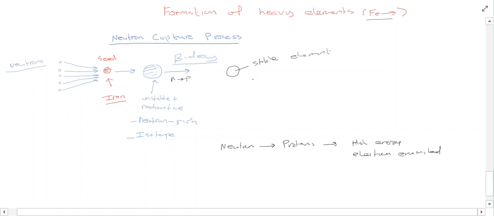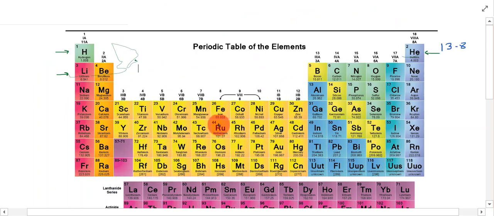And this stable element will have, let's say, a particular amount of protons within it. And that particular number of protons that it has will indicate the type of element that it has. But these elements that are formed through this process are going to be elements that are heavier than iron. You start off with iron, but you start to get these heavier elements that are formed.